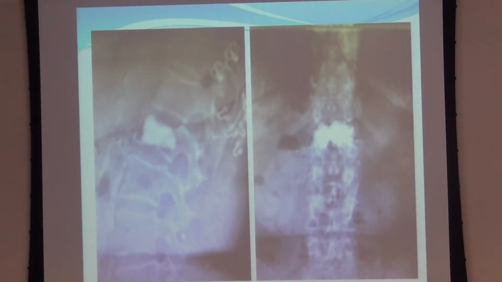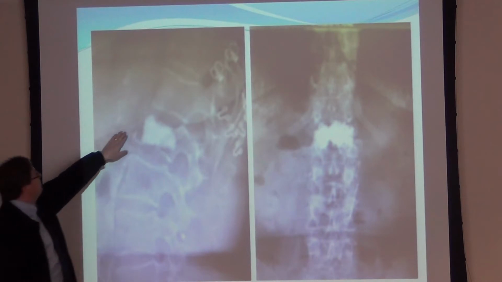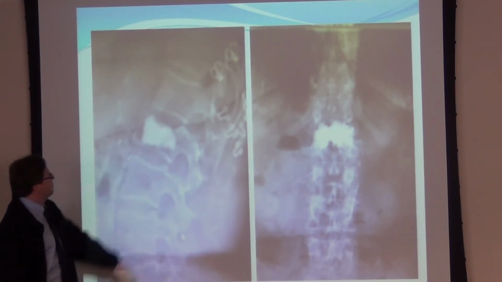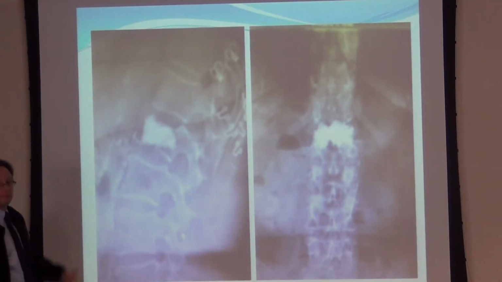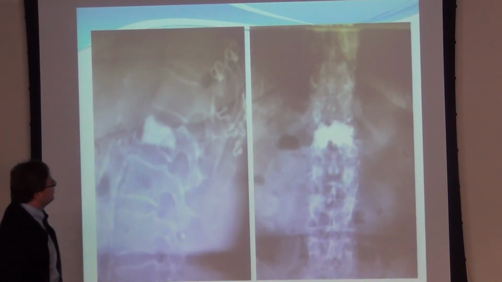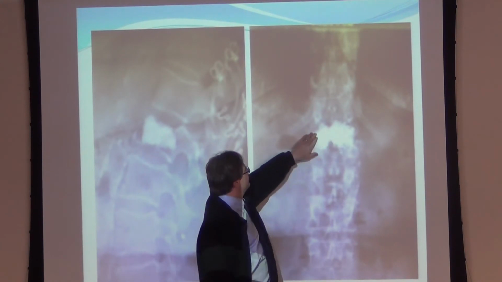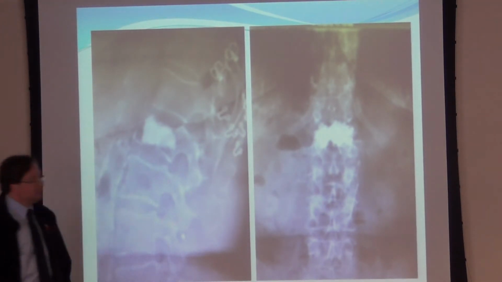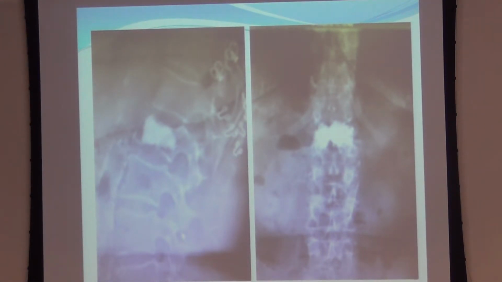This is a lateral X-ray. This is all the bone cement filling the vertebral body. We got a little bit of height increase. I would say that's getting closer to normal. This is an anterior-posterior view. You can see the cement filling the vertebral body there.